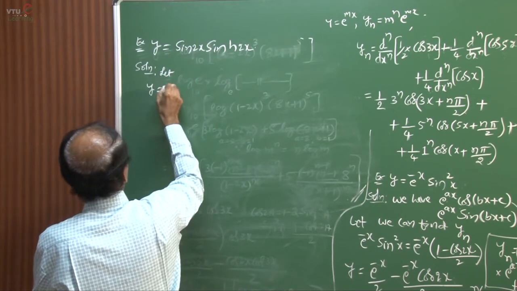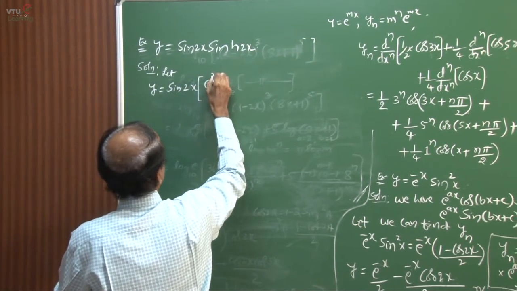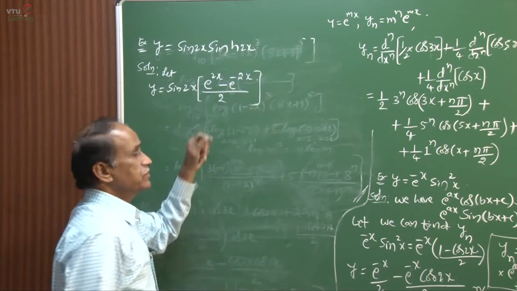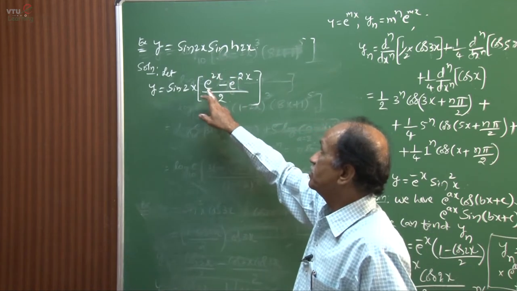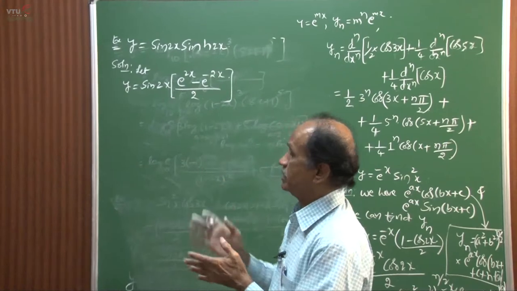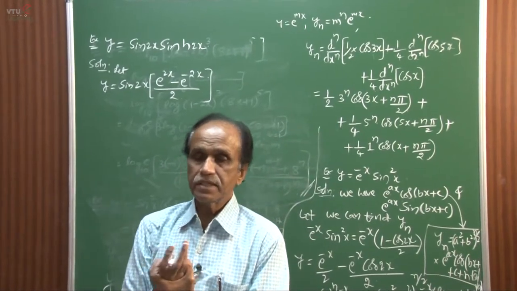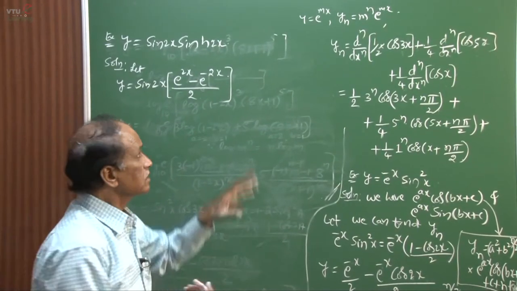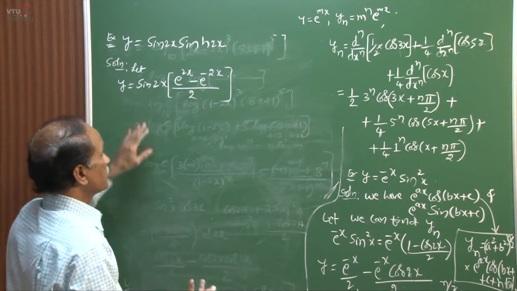Let y is equal to sine 2x, and what is sine hyperbolic 2x? E to the power 2x minus e to the power minus 2x divided by 2. This is from complex numbers. We take this result where sine hyperbolic x is e to the power x minus e to the power minus x divided by 2, and cos hyperbolic x is equal to e to the power x plus e to the power minus x divided by 2. These are the two formulas we studied in complex numbers. Similarly, for other trigonometric functions, tan, cot, secant and cosecant, same type, sine divided by cos and cos divided by sine and 1 by cos and 1 by sine. Like that you can go on proving the results.